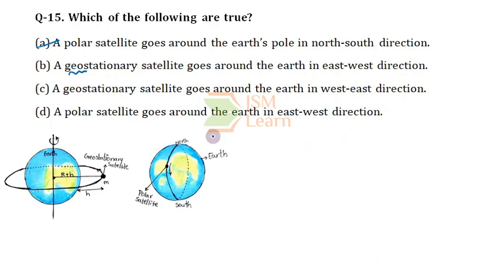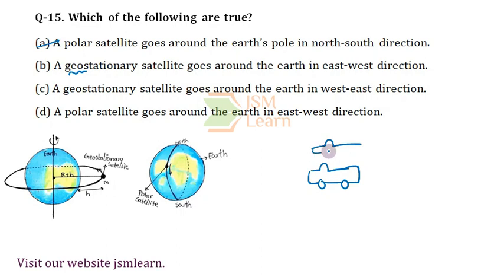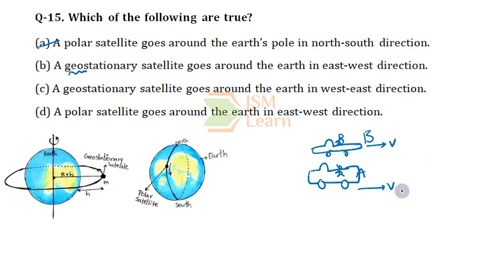Let us take an example in order to understand the motion of the geostationary satellites around the Earth. Suppose that there is a car and there is another car. Let the first car be A and the second car be B. Suppose that you are sitting in car A and your friend is sitting in car B. Both the cars are moving with the same speed in the same direction. They are moving with the same velocity in the same direction.